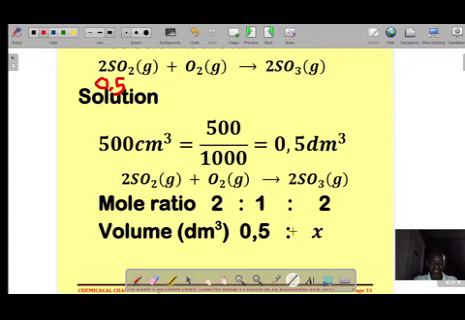For oxygen. So I cross multiply here like this. This 2, I multiply it by X. When I'm done, I equate it to 0.5 multiplied by 1. That is 2 times X, that is 2X. So 2X equals 0.5 times 1. So what do you get here? Let's check.